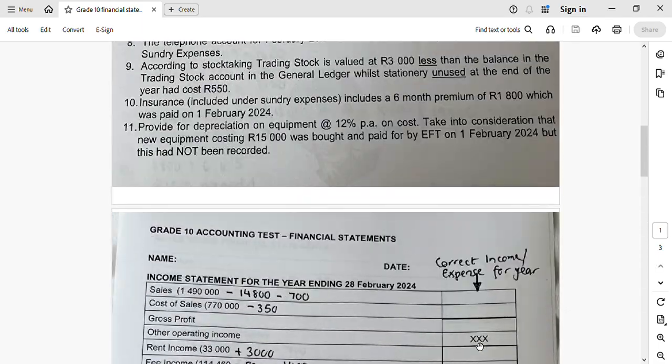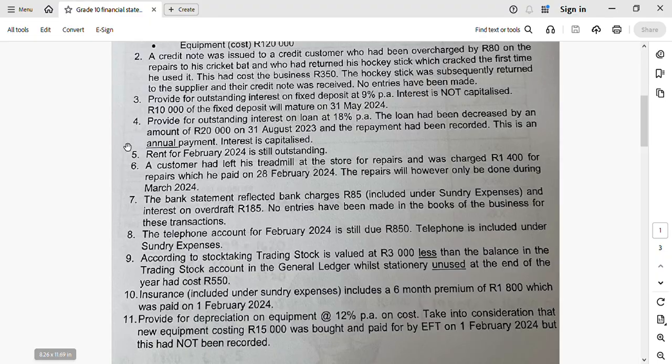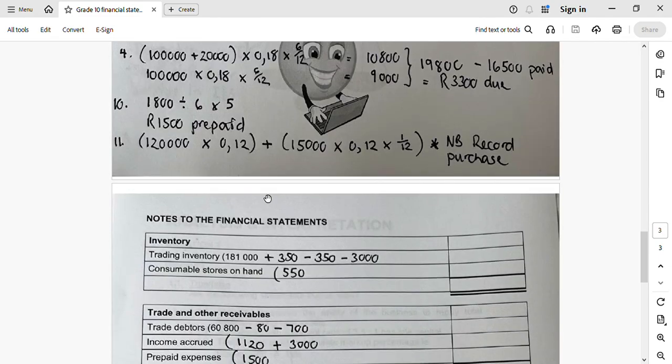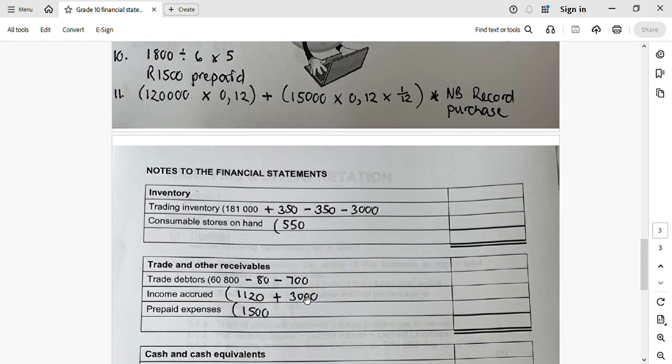Okay, moving on. Rent for February is still outstanding. This is a nice, easy one. Okay, if rent for February is outstanding, you've only got rent for 11 months. So you've only received rent for 11 months. That's a 33,000. You should have over here received rent for 12 months. So 33,000 divided by 11 is 3,000 Rand that you are owed. So you add to rent income, and the double entry for that will be income accrued, 3,000. Now simple one.